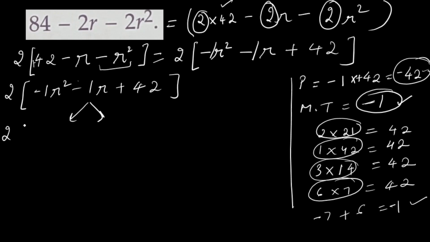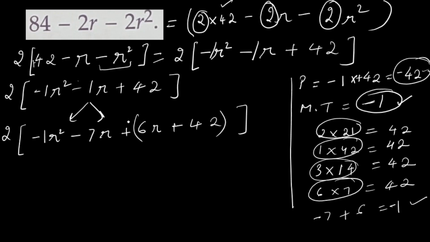Let's write down this 2 as it is, then minus 1 r square, then minus 7r plus 6r plus 42. So what we have done is we have just split the middle term. Now we can do grouping, because we have got four terms. First two I am grouping together, last two I am grouping together. Now for the first two, what is the common factor? The common factor is minus 1. See here, the common factor is not plus 1, because both the terms are negative, so minus is also a common factor. So minus 1 is a common factor here.